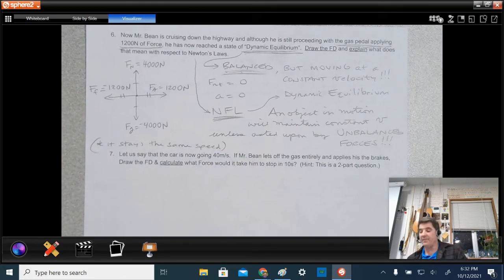Okay, number 7. Now, let's just say, it's not part of the previous map, but let's just say that the car is now going 40 meters per second. If Mr. Bean lets off the gas entirely and applies his brakes, draw the force diagram and calculate what force would take him to stop in 10 seconds. It's actually a little harder question. In fact, it's a two-part question.